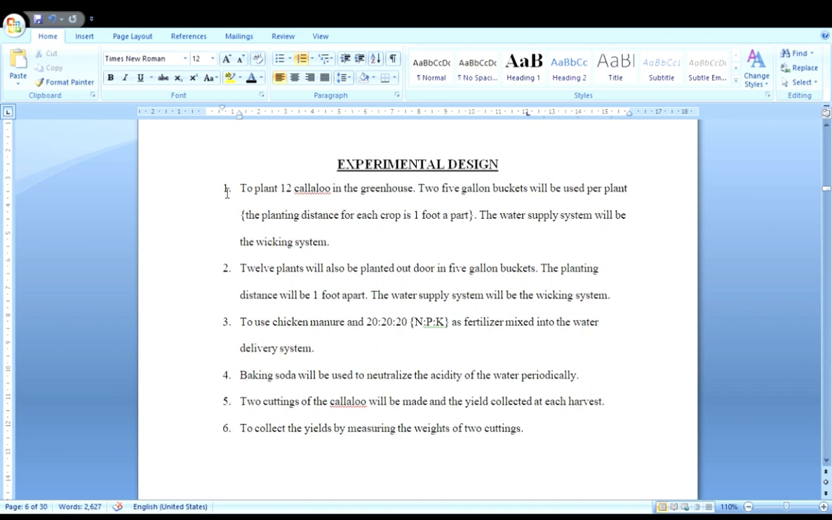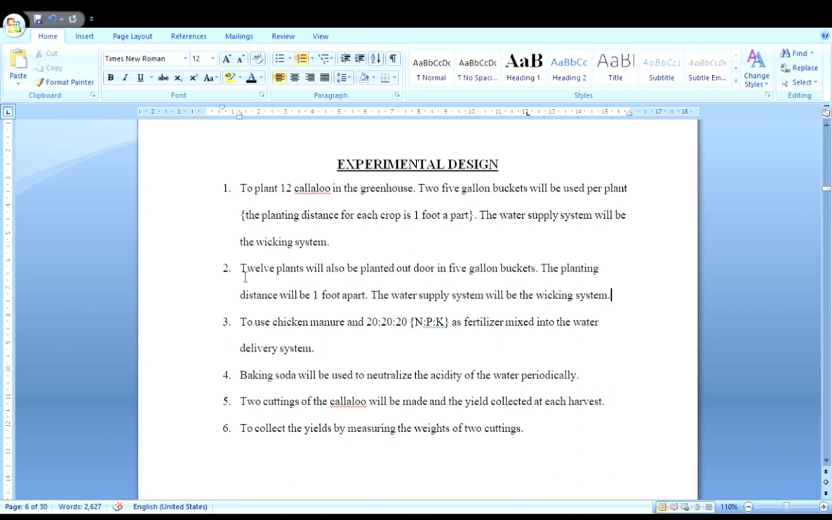So number 1 here, to plant 12 callaloo in the greenhouse. 2 5-gallon buckets will be used per plant. Open bracket, the planting distance for each crop is 1 foot apart. The water supply system will be the wicking system. So what that is saying is that 12 callaloo plants will be planted in the greenhouse. To make the wicking system, which is the still water hydroponic system, 2 buckets will be used to create 1 wicking system. So 1 plant will be planted in those 2 5-gallon buckets. And of course, the water would be in the bottom of the bucket. You would make your statement here in your experimental design.